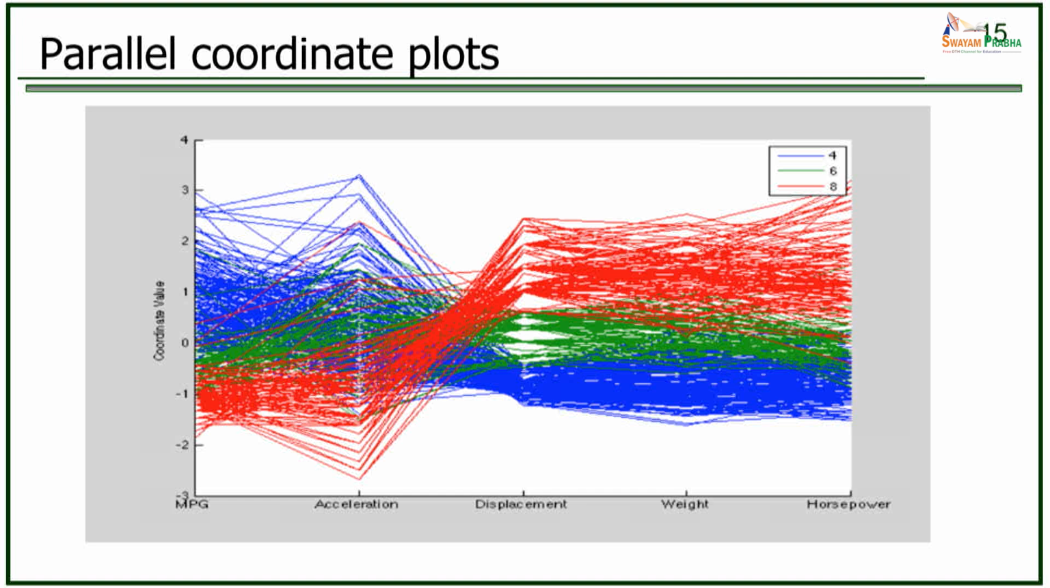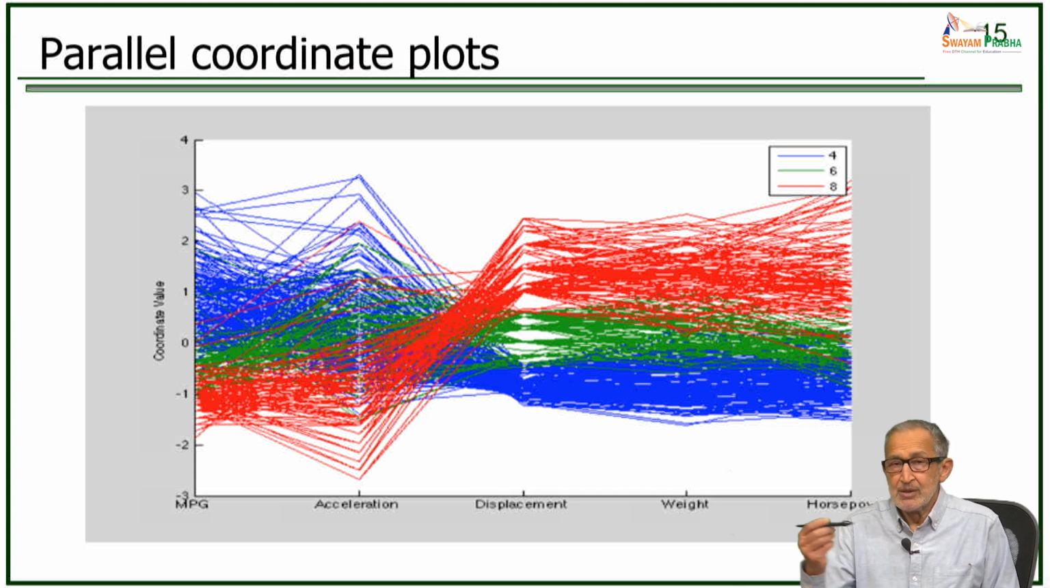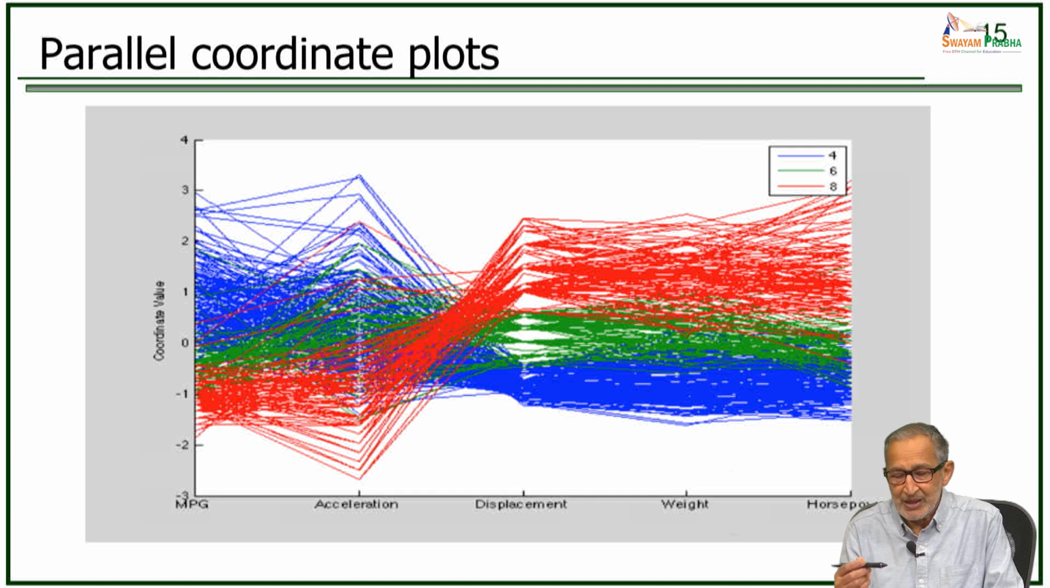So here is the data, the coordinate value or the magnitude for miles per gallon, acceleration, displacement, weight, and horsepower. So everything is now normalized, and we show all of this data for 4, 6, and 8 cylinders. Okay. So again, this data does not have any time designation. In the example that I showed you, I had the time designation. So you can obtain a parallel coordinate plot for any multivariate system that you choose to work with.